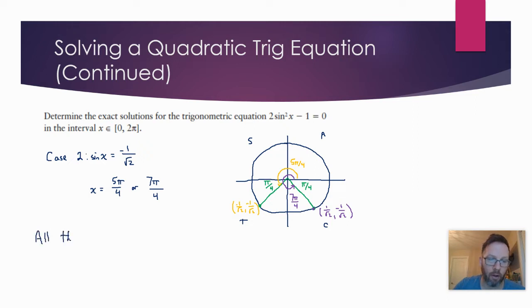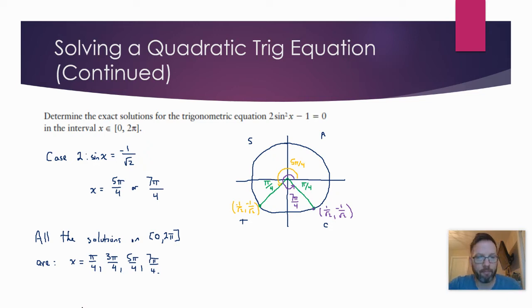Just maybe make a little concluding statement. All the solutions on 0 to 2 pi are, we had 4 of them: pi by 4, 3 pi by 4, 5 pi by 4, 7 pi by 4. Let's head to Desmos and just confirm that.